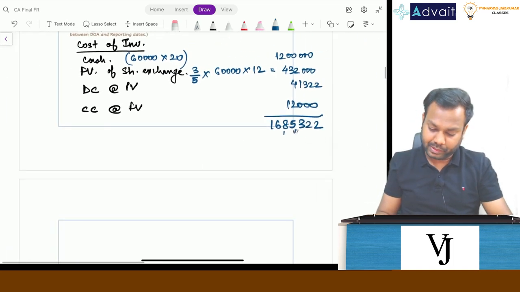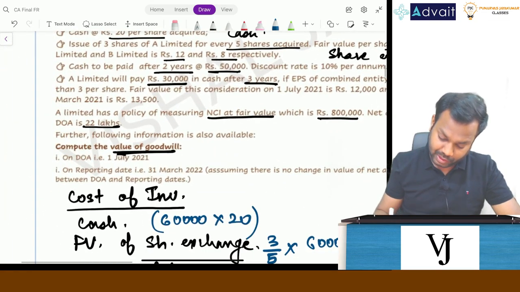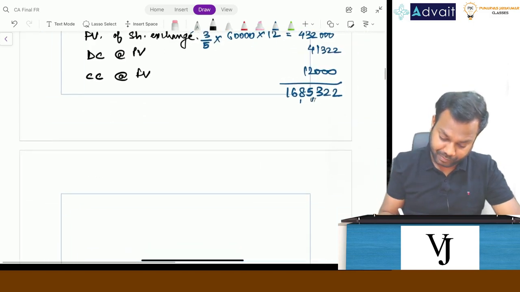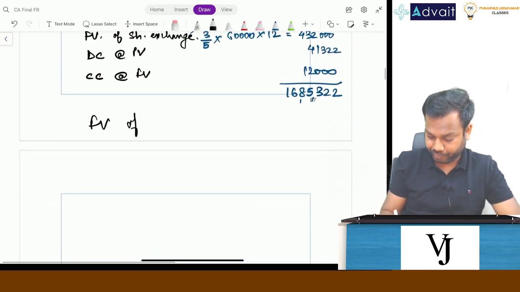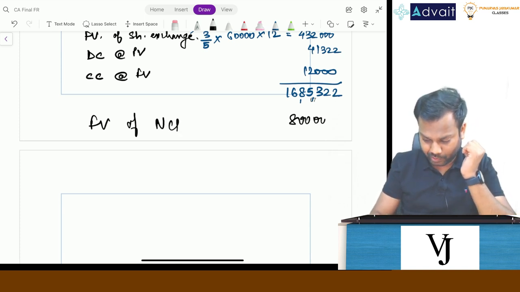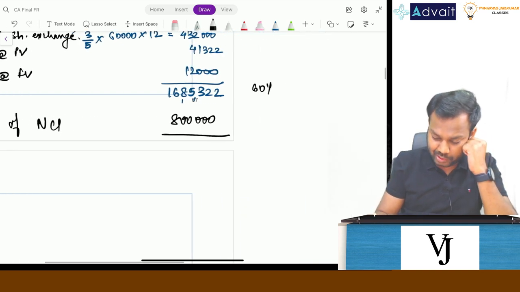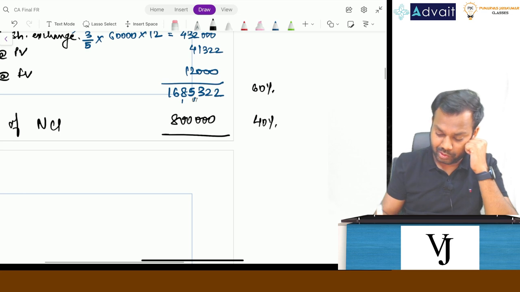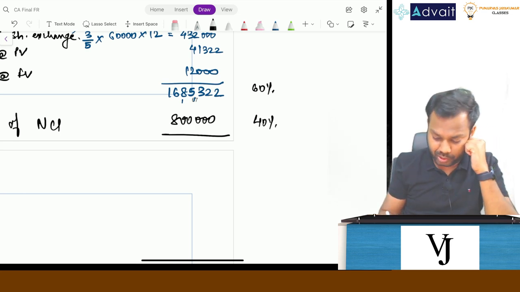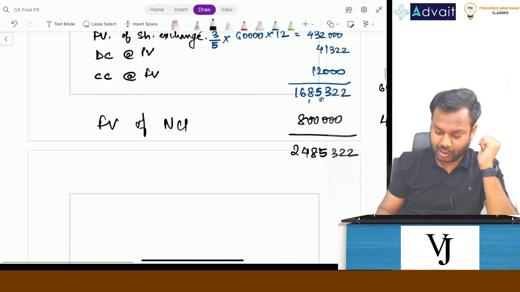That's the investment. Now comes the NCI, which is at fair value, right? NCI is at fair value, and the fair value is 8 lakhs. So this is the cost of 60%. This is the cost of 40%. Now add it up. Plus 8 lakhs comes to 2485322.